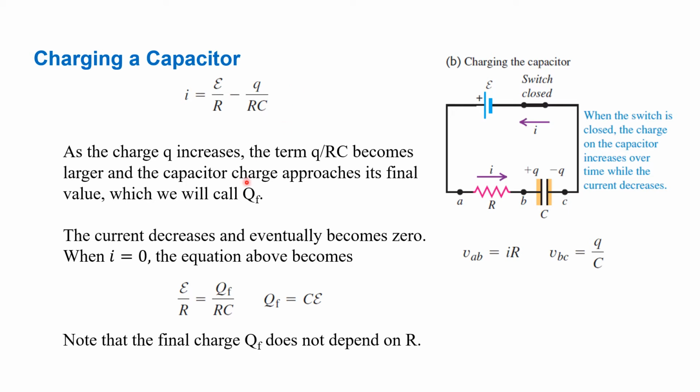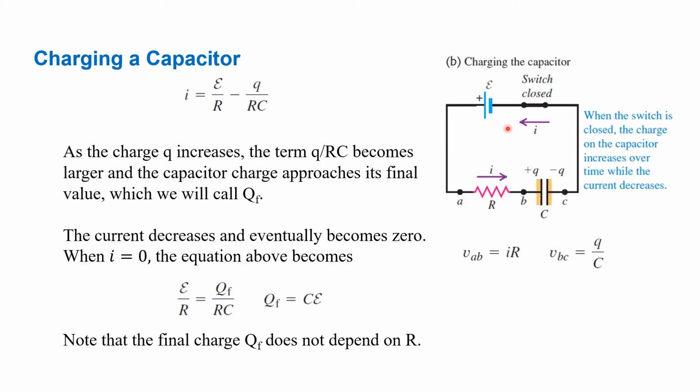So you have your big Q here, your constant Q, meaning the Q that doesn't change. So you have your Q final, the final charge. And again, as the charge Q increases, the term Q over RC becomes larger and the capacitor charge approaches its final value, which we will call QF. The current decreases again in your charging process and eventually becomes 0. And here, your potential difference across your resistor becomes 0.